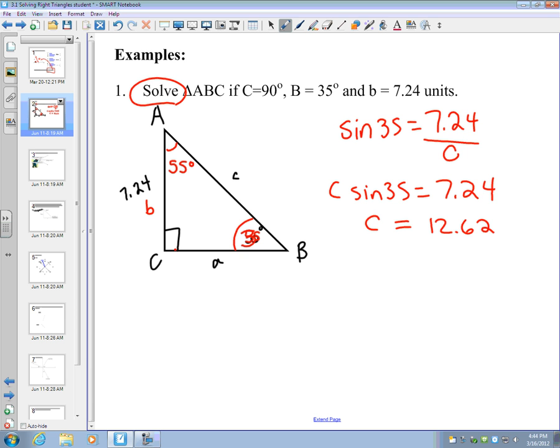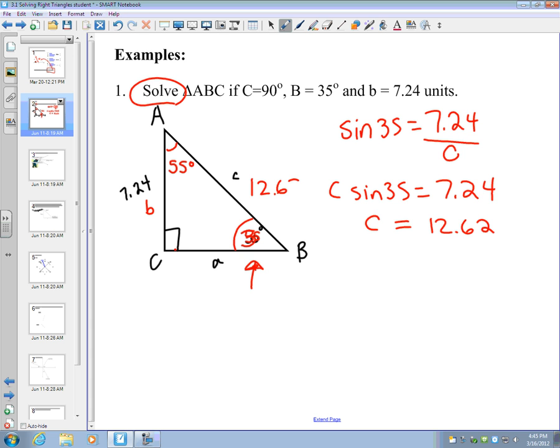12.62. Careful. Your calculator should now be in degrees because this is in degrees. So just be warned, if it's still in radians, you're going to get some funky answers. Okay, I also could have used other angles and ratios here. This isn't the only way to find C. So I said side C is 12.62.